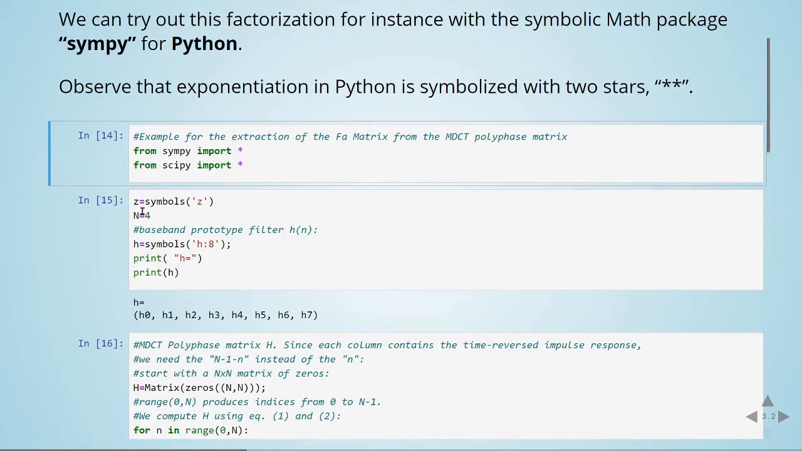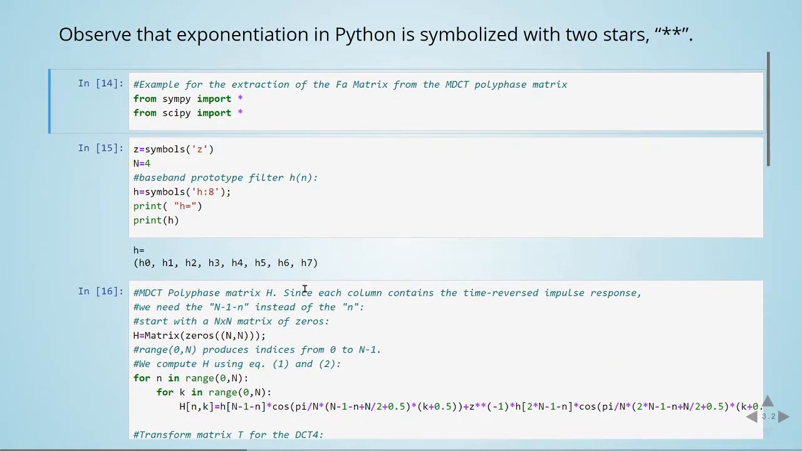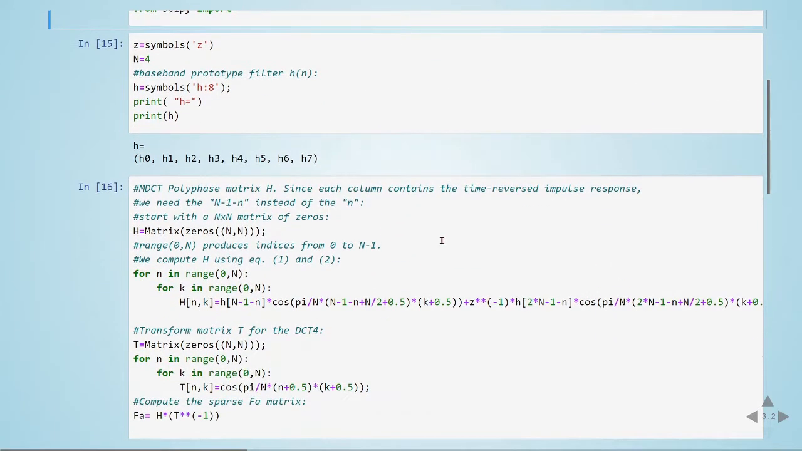Here we are defining z as a symbol. We define n equals 4, and we have a baseband prototype, which is H0 to H7, as symbols. So the MDCT polyphase matrix H, we are doing this here. Since each column contains the time reversed impulse response, we need n minus 1 minus n instead of n.